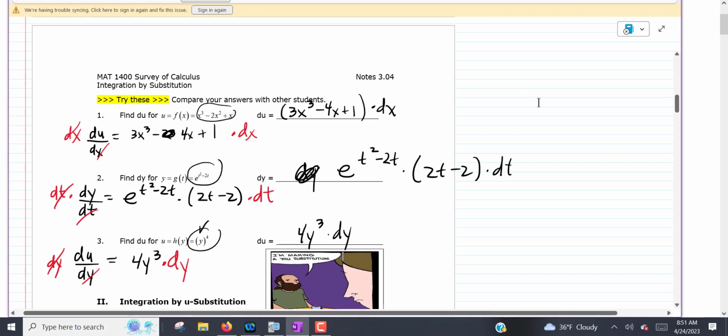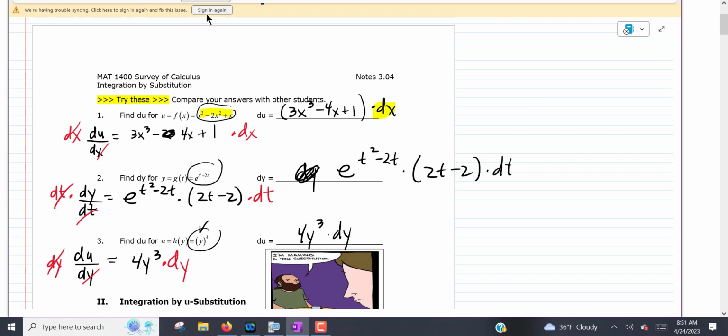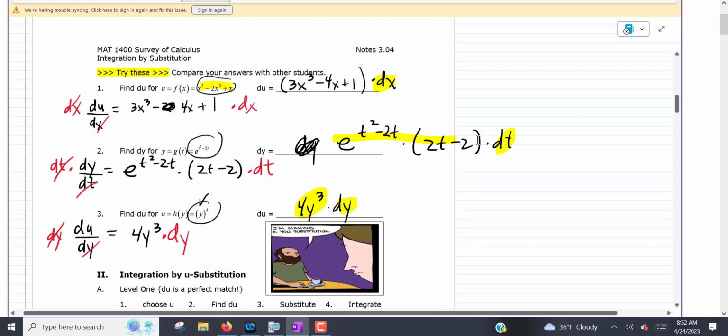Does anybody have a question about what you did? You can do this in your head, guys, I'm totally okay with that. All you do is just do the derivative and tack on dx. Same thing with the next one: you do the derivative and tack on dt. Same thing with the last one: you do the derivative and tack on dy. Those variables are always going to match. If you have an x, you'll have a dx. If you have a t, you'll have a dt. So that's how that goes.